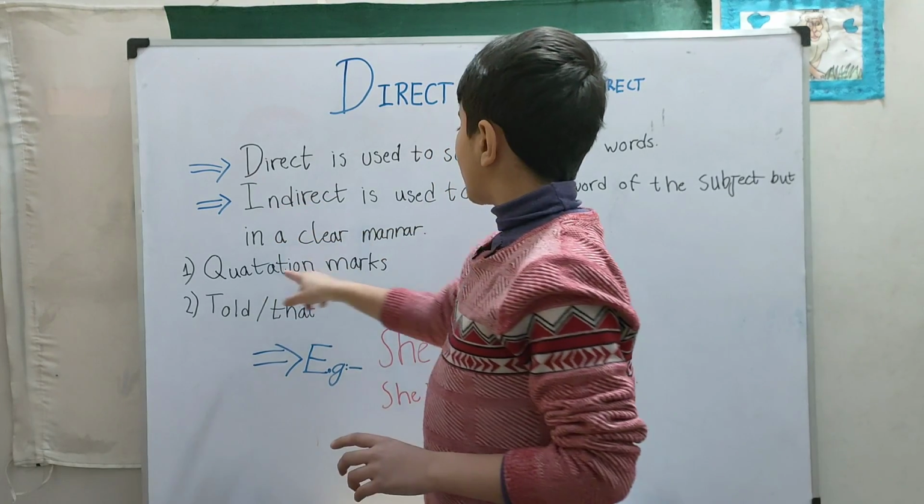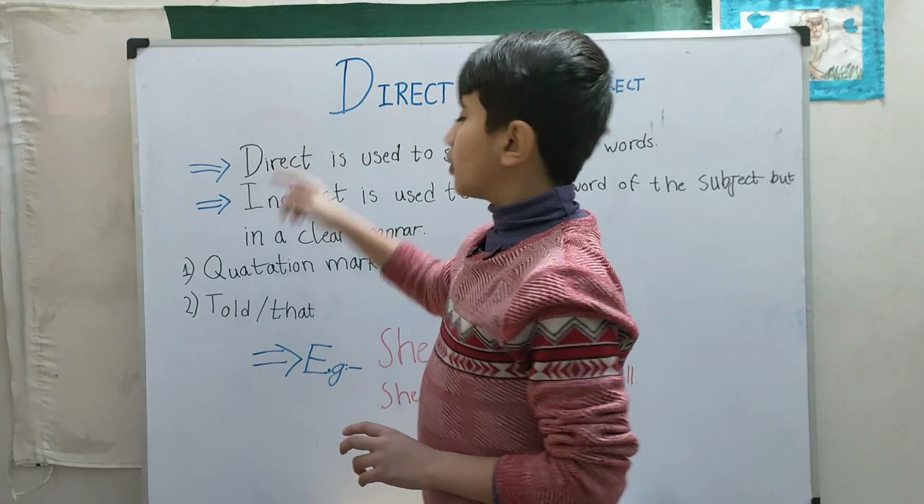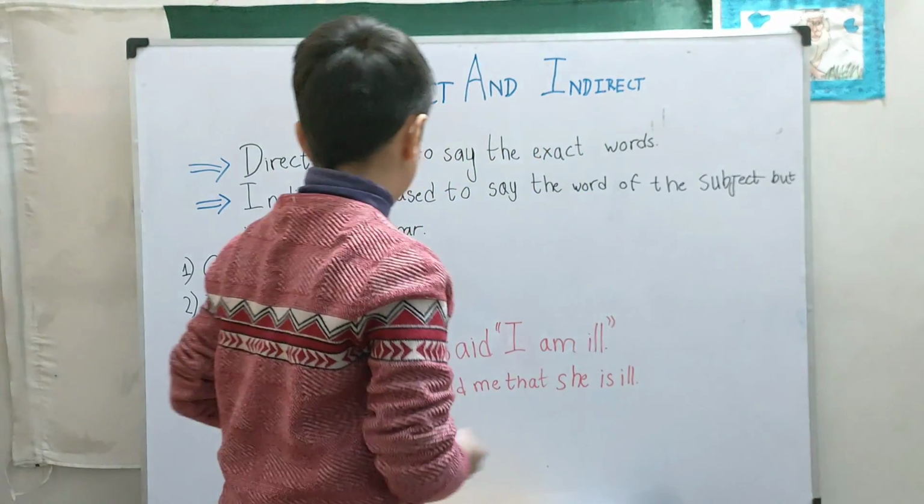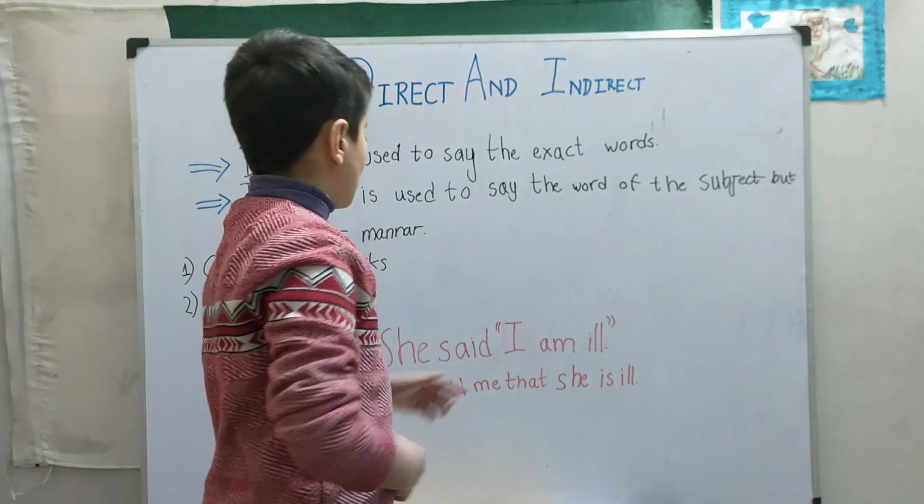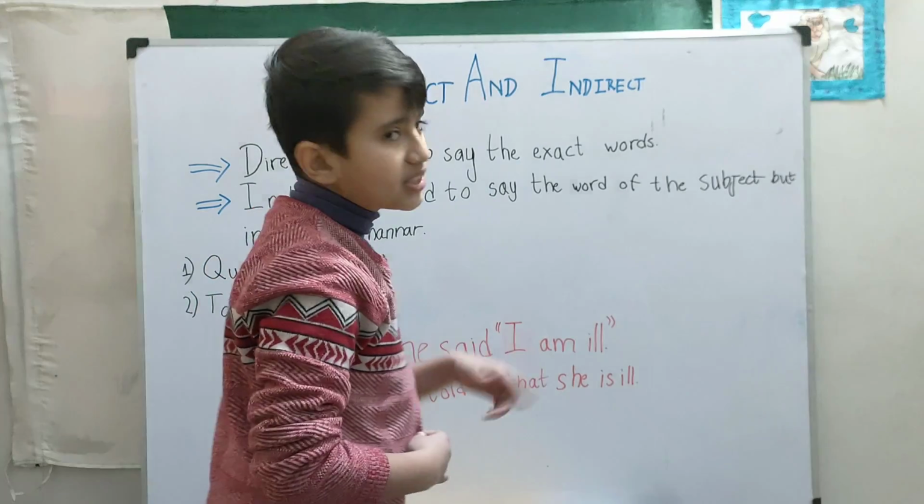Now, that is for that and told. Told is used for indirect, but quotation marks are used for direct. When you're saying the words, for example, she said this, this, this. So, she said. After this, we are saying the exact words.